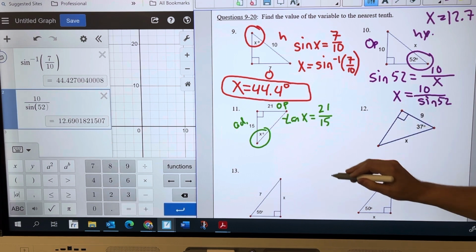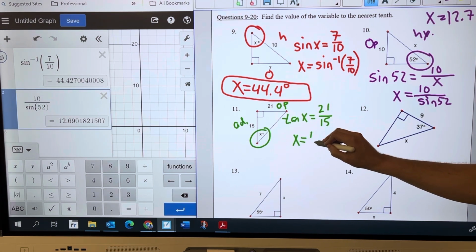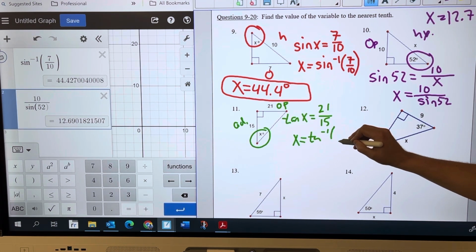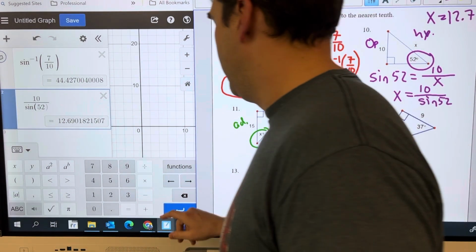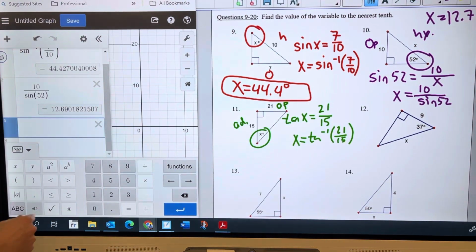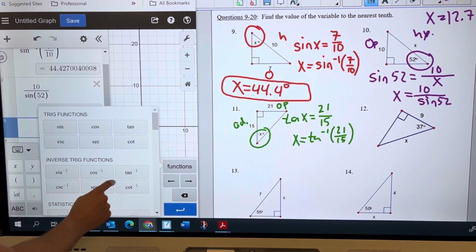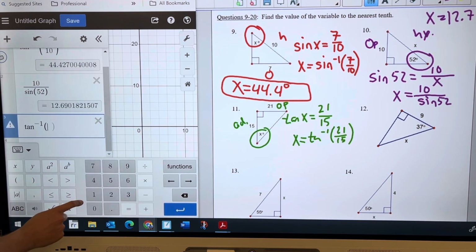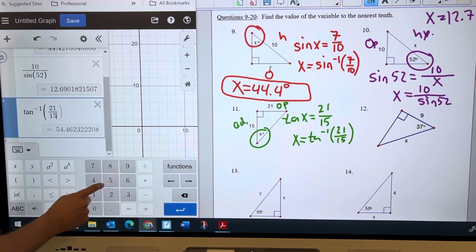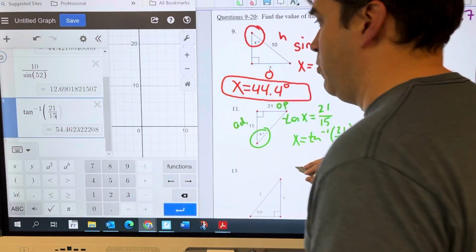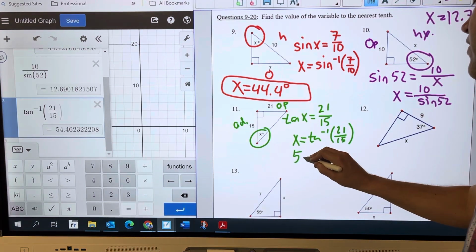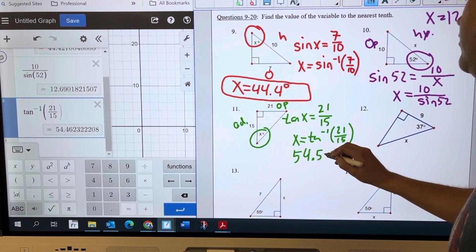Again, I'm going to go with the inverse here. So x is going to equal tan inverse of 21 over 15. And we're going to go tan inverse 21 over 15. 54.46, and 54.5 degrees.